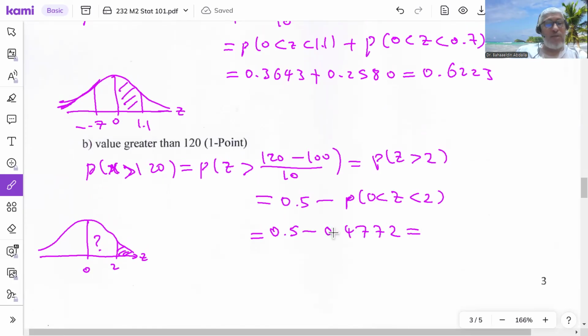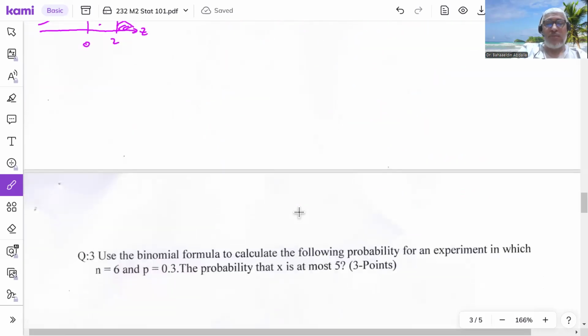If you subtract by the calculator, you will find that the answer is 0.0228.